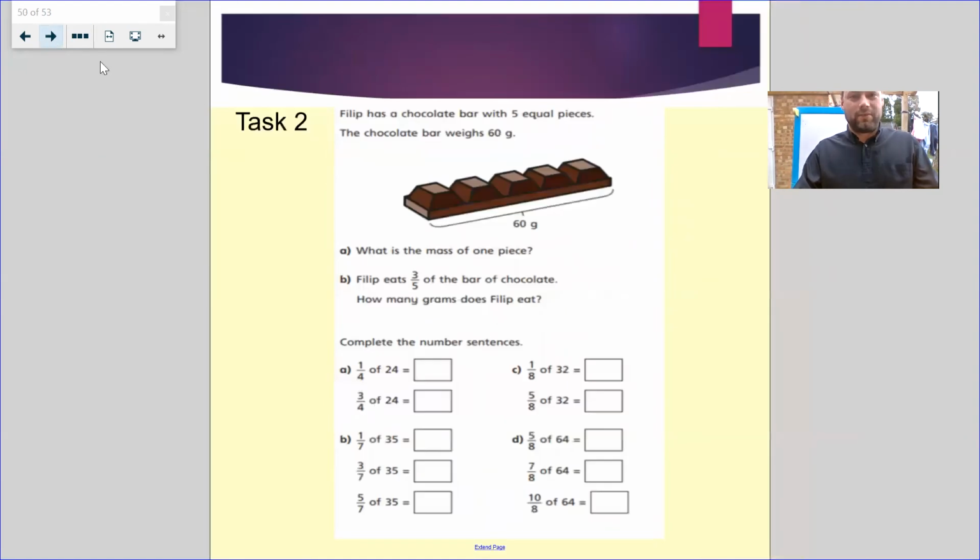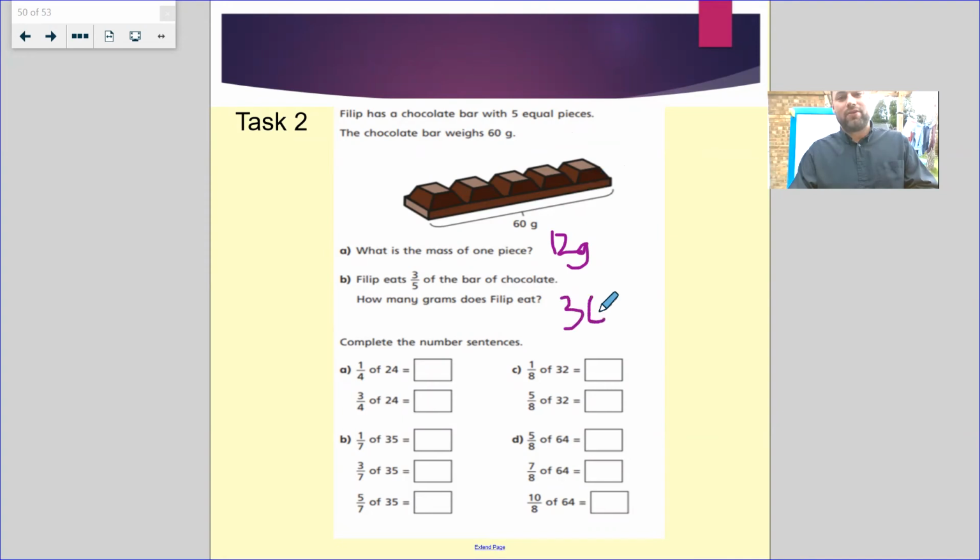Okay, for the next question. Flip has a chocolate bar which weighs 5 equal pieces. It weighs 60 grams. What is the mass of one piece? So we're being asked to find 1/5 of 60. So 60 divided by 5 gives you 12. So the answer is 12 grams. Flip eats 3/5 of the chocolate bar. How many grams does Flip eat? So then we times 12 by 3. And so we now know he's eaten 36 grams of chocolate.